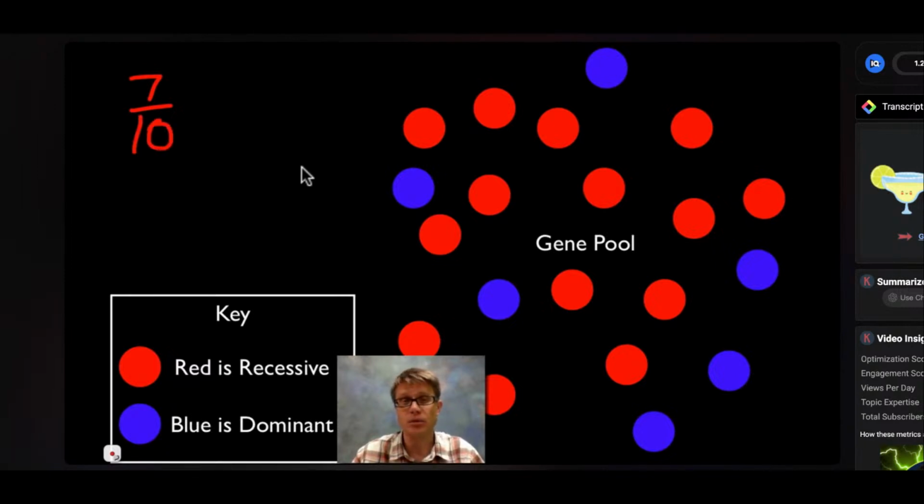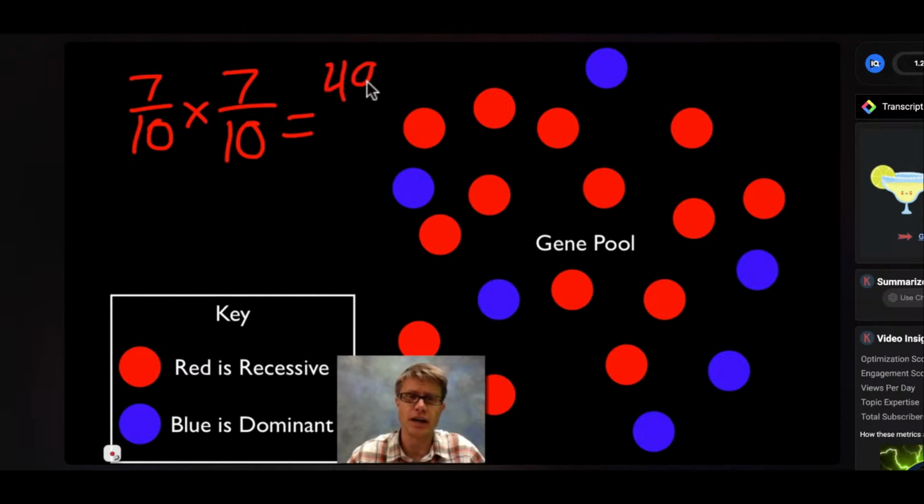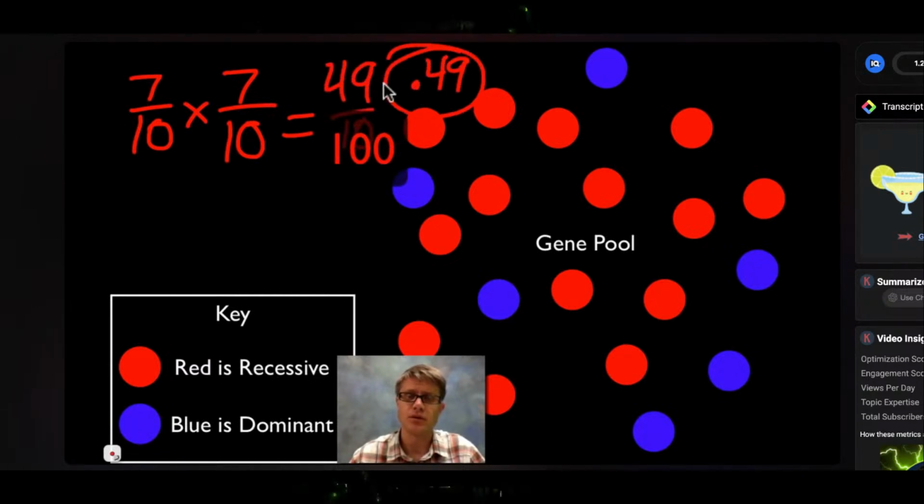What are the odds if I pull 2 of them out that they're going to be red? Well, knowing anything about the law of multiplication, that's going to be 7 out of 10 times 7 out of 10, which is 49 out of 100, or 0.49. So grabbing 2 of the reds, it's going to be 0.49.